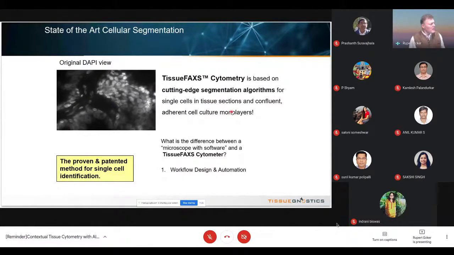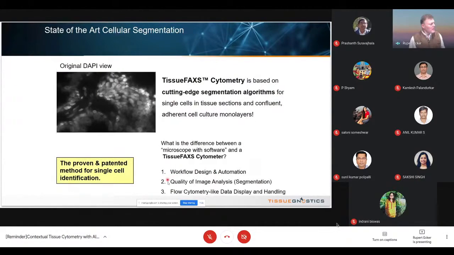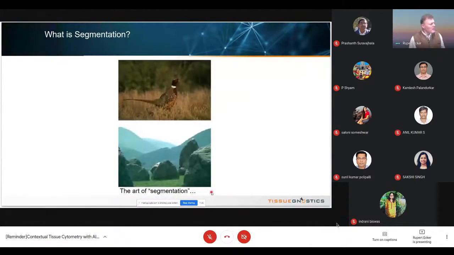Difference between a Zeiss microscope with image analysis software and a TissueFAXS cytometer. There are two main differences. The first one is the workflow that we have designed and the degree of automation. The second one is the quality of the image analysis, in particular the segmentation. And this comes with this flow cytometry-like data handling.